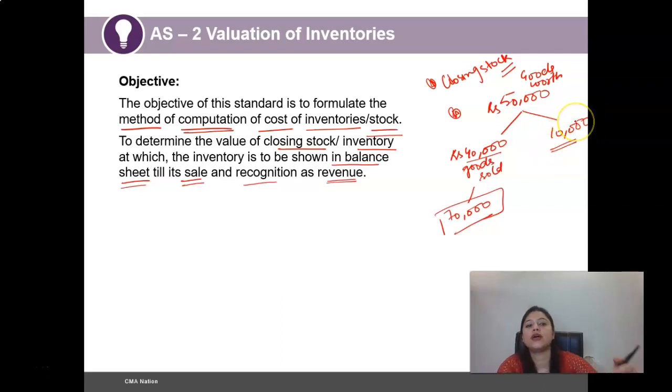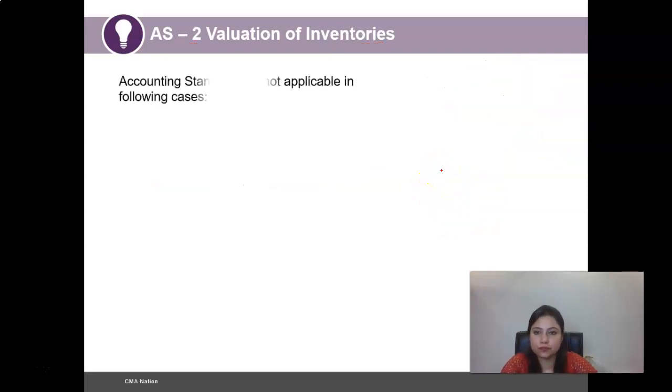Whether we should be declaring such closing stock at the cost value, or whether we should be recording it at its realizable value, this is what we will have to ascertain on the basis of accounting standard 2, that is on valuation, and how valuation of this particular stock is to be done and shown in the balance sheet until such goods are further sold by the company. Till that date, we would be valuing such goods on the basis of AS2 and thus show them in the balance sheet.